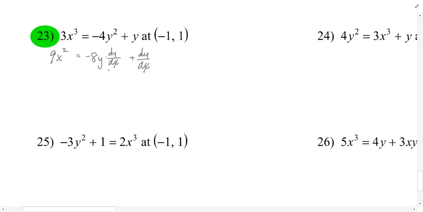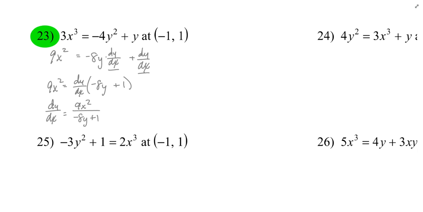So these two are common factors, so we'll say that 9x squared is equal to dy/dx times negative 8y plus 1, and then dy/dx by itself must be 9x squared divided by negative 8y plus 1. So we'll graph this and the tangent line in just a second, but what I would like to do is evaluate the derivative of y with respect to x at the coordinate (-1, 1).